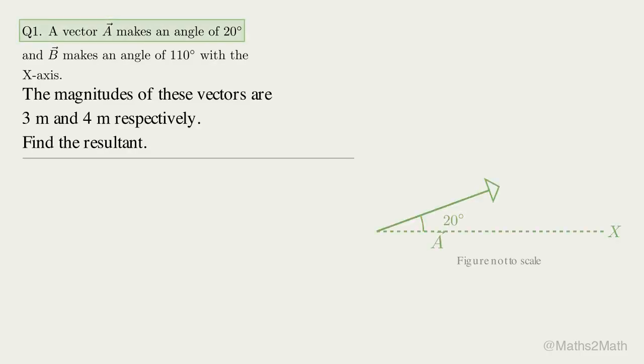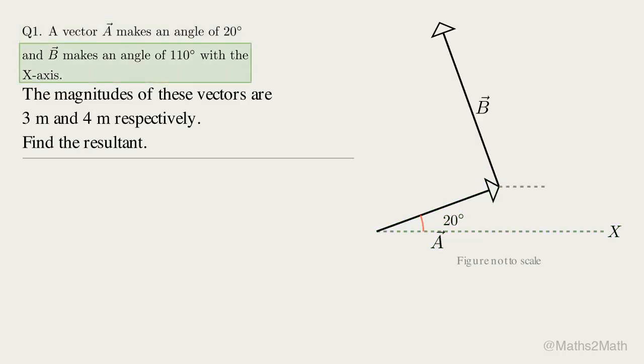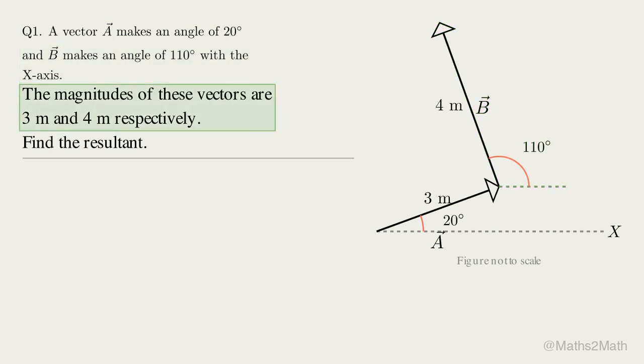Exercise question 1. A vector A makes an angle of 20 degrees, and B makes an angle of 110 degrees with the x-axis. The magnitudes of these vectors are 3 meters and 4 meters, respectively. Find the resultant. What does this mean? We must add the two vectors and give the resultant's magnitude and direction.